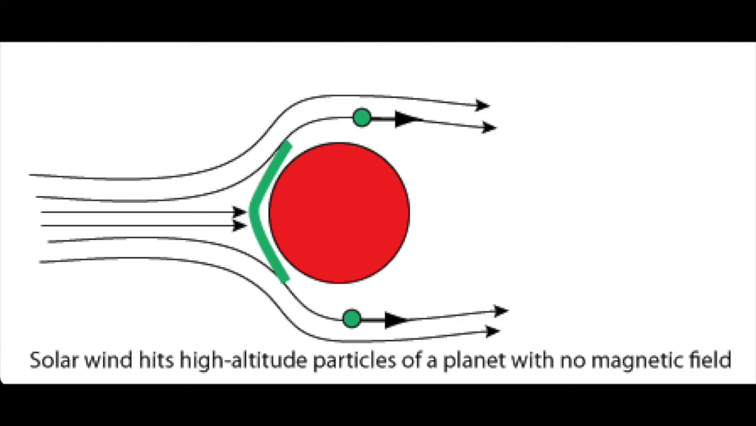Solar wind blasting happens if the planet does not have a magnetic field. The solar wind chips away at the atmosphere particle by particle until the atmosphere is gone. An example of this was the loss of Mars's atmosphere.